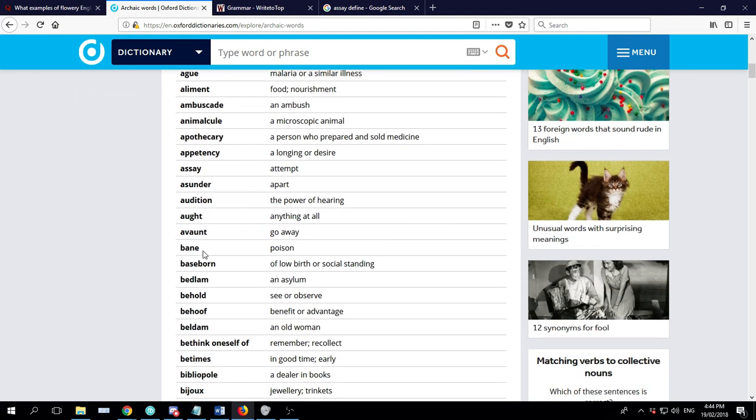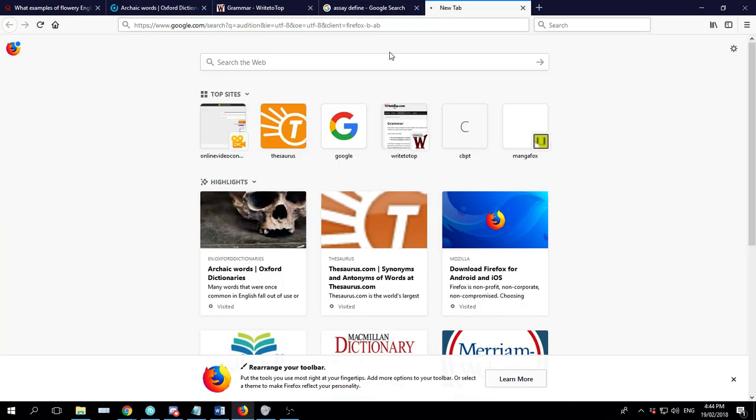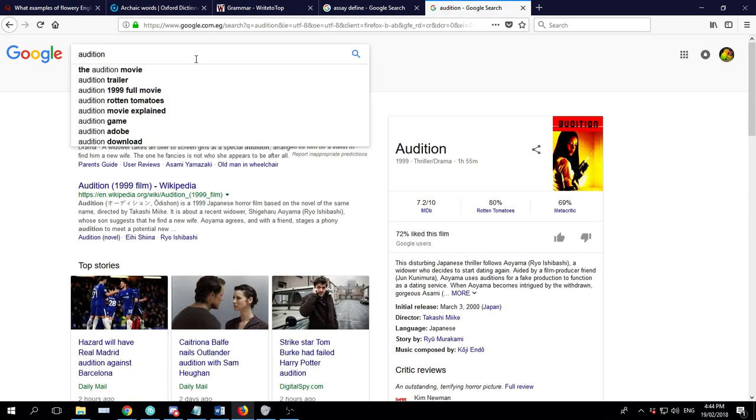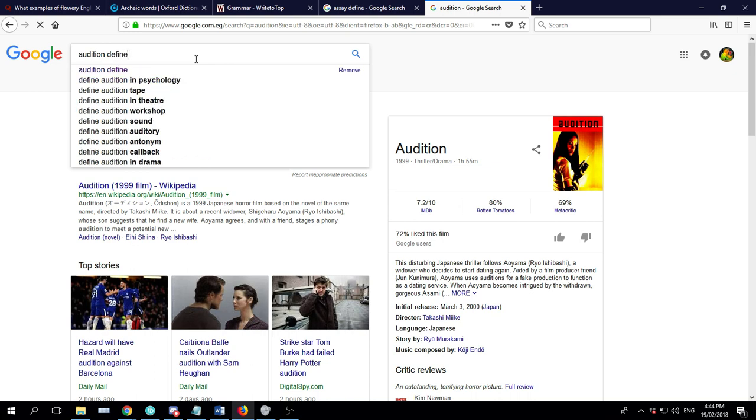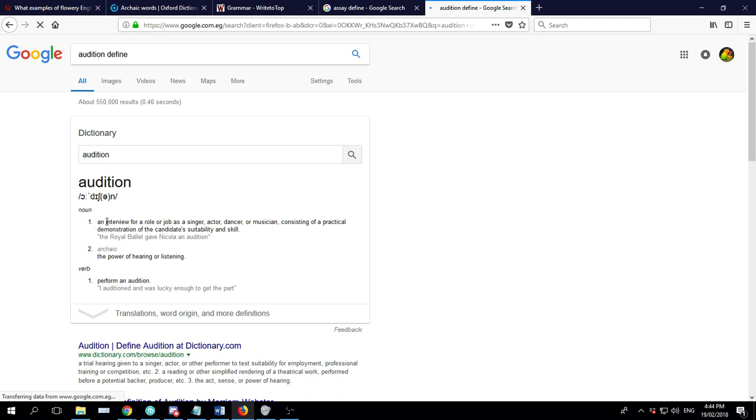When I say avoid these words, avoid them with this meaning. Like audition, for example, avoid audition as the power of hearing. Like, don't say his audition was weak. But audition also has another meaning. When you go to an interview to test your singing ability or acting ability for a movie or something, an interview for a role or a job as a singer, actor, dancer, or musician, consisting of a practical demonstration of the candidate's suitability and skill. This is okay to use, but it is never okay to use the archaic meaning, the power of hearing or listening, in the article itself. Use it, of course, if you're writing a story or something, or for humorous reasons.